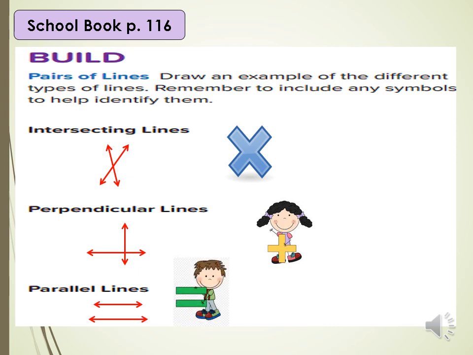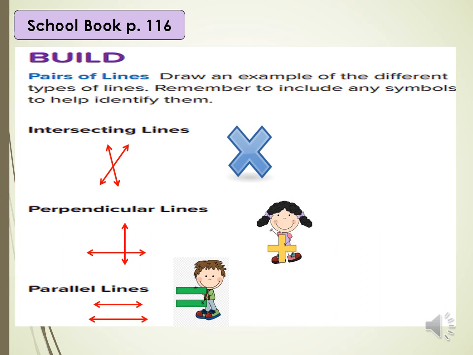Draw an example of the different types of lines. Remember that we have three types of lines. First one is intersecting lines. Intersecting lines have only one common point, like a multiply sign.